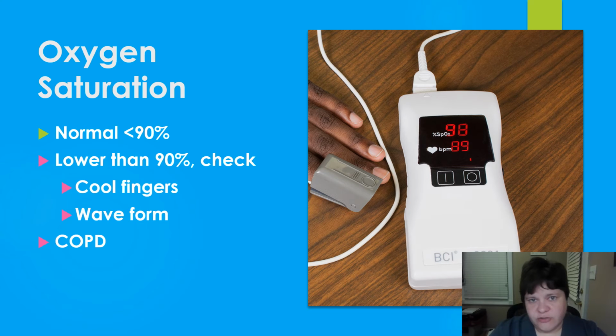If you get somebody who is otherwise healthy and they come in with an O2 saturation of 85, you want to make sure that you've got a good connection with your sensor. And if that looks good, you need to put them on some oxygen and talk to the doctor.